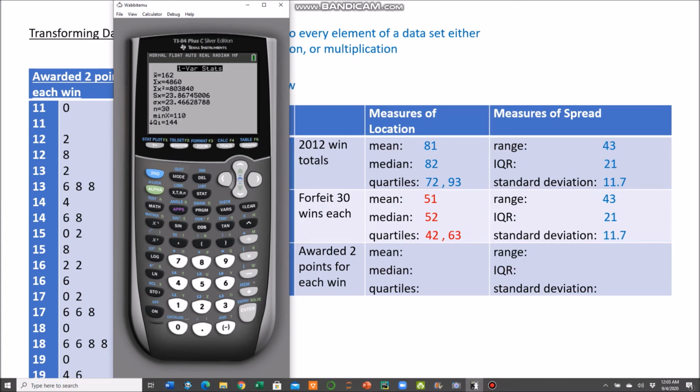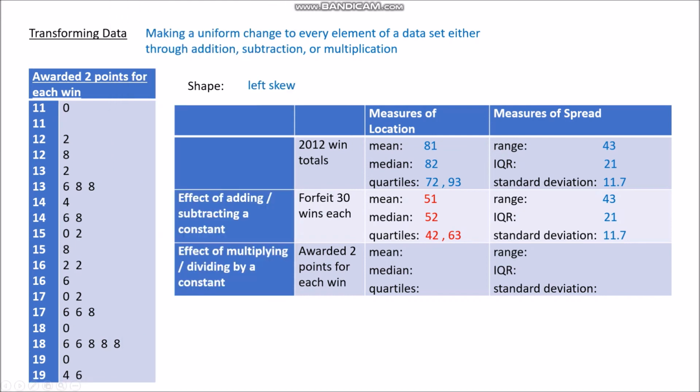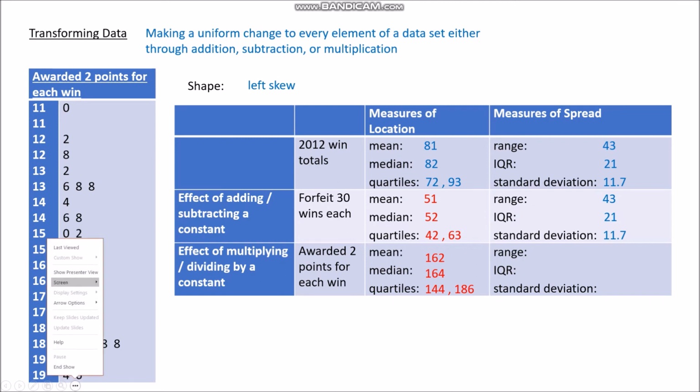Let's see what happened to our measures of location. Our mean is now 162, so it changed from 81 to 162. Median is now 164, 82 to 164. Quartiles are 144 and 86. So what do we notice about those measures of location? Well, they appear to have doubled. Well, that makes sense because we just took all the numbers and multiplied them by 2. And since measures of location are actual numbers on the list for medians and quartiles, they should be doubled. They should be twice as much because we took them and physically multiplied them by 2.